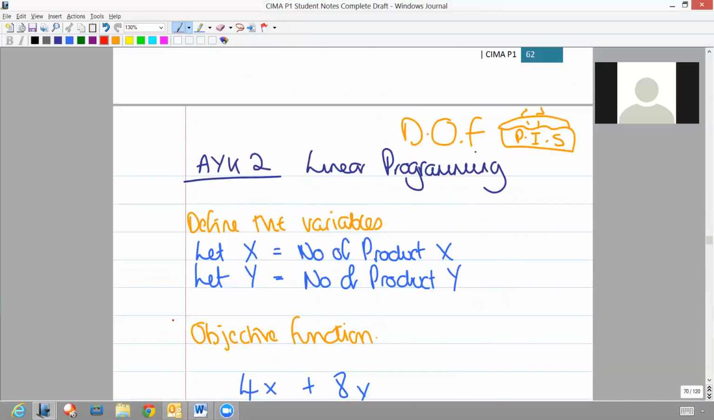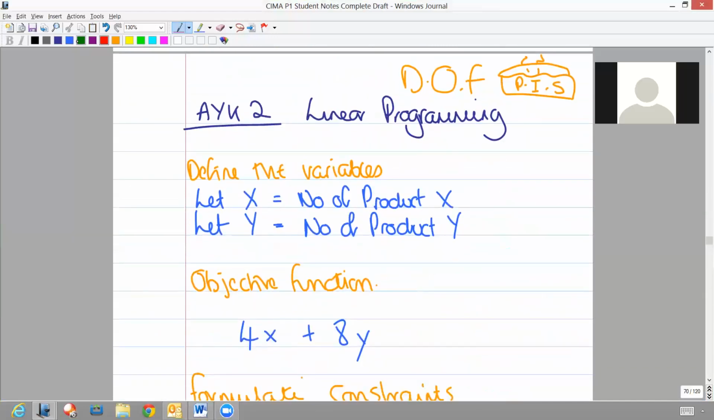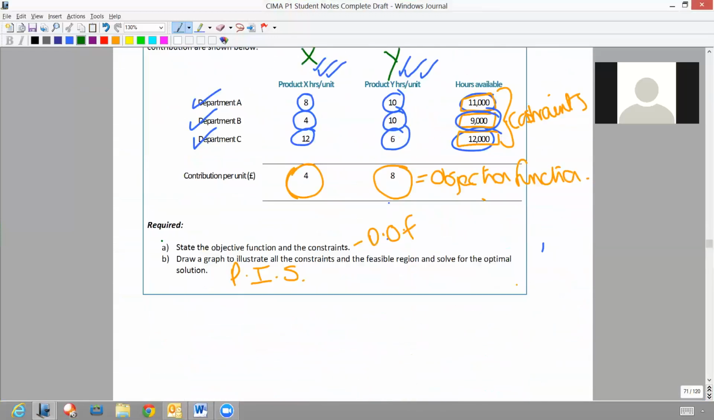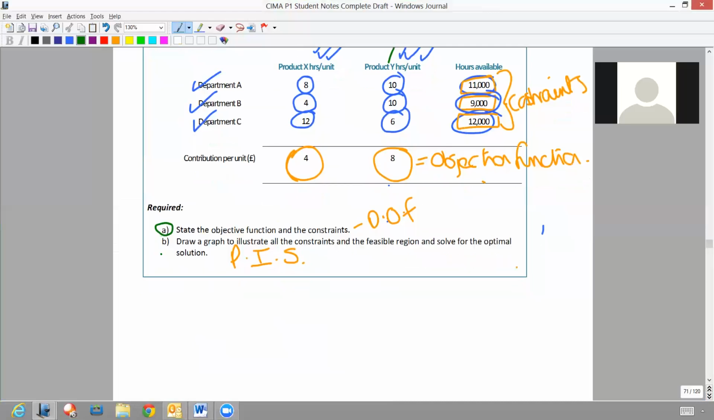So what have we done then, guys? We've defined the variables, we've stated our objective function, and we've formulated our constraints. So we've completed DOF, and that completes part A, which is to state the objective function and to formulate the constraints. The next step then is to move on to your pies, which is obviously always the best bit. And we need to draw a graph and basically finish off with pies.